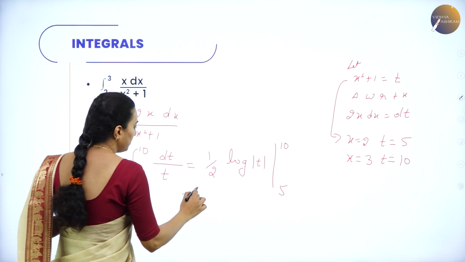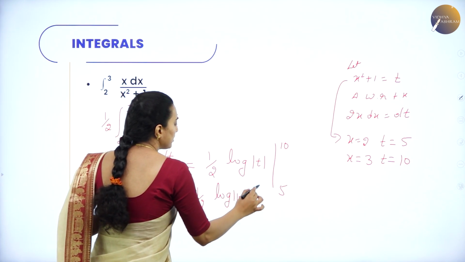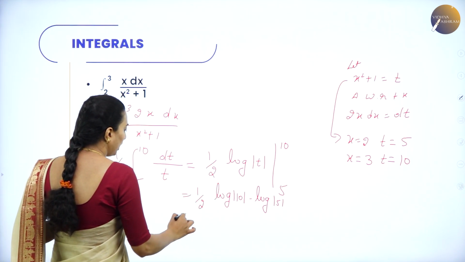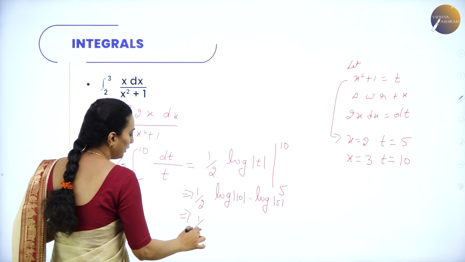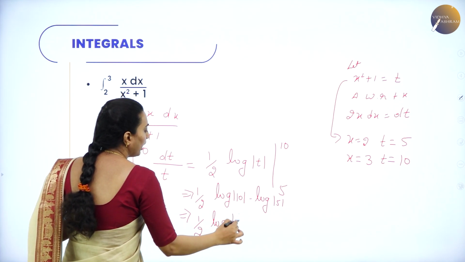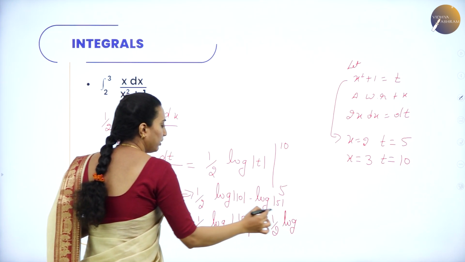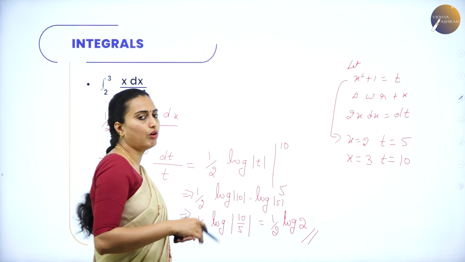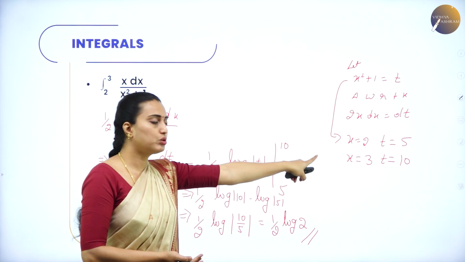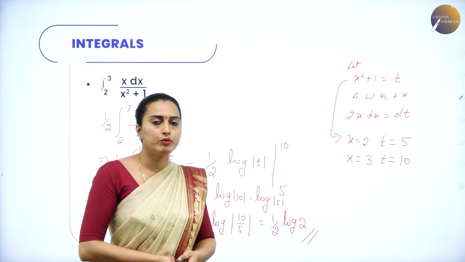I hope you got this one. Which implies 1 by 2 into, applying the upper limit, log of modulus of 10 minus, applying the lower limit, log of modulus of 5. Now this implies 1 by 2 into log of modulus of 10 by modulus of 5. Anyway, x is greater than 0. So 10 by 5 gives 1 by 2 into log of 2, because 5 ones are 5 and 5 twos are 10. So 1 by 2 into log 2 is your answer for this question. I hope you understood this one, and also changing the limits of a function when you do the substitution method. Now we'll be moving on to the next problem.